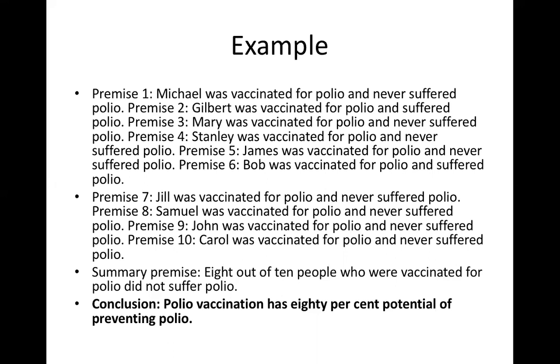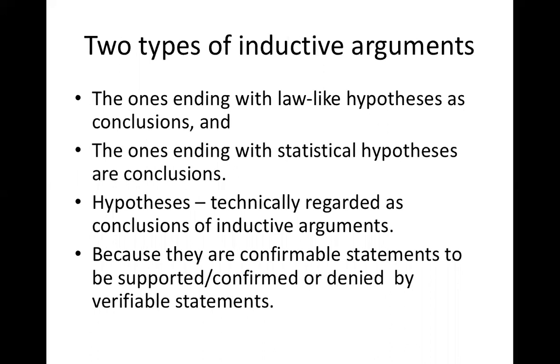And you can see that it is a stronger argument compared to the last argument, the argument with the law-like hypothesis. When you say 10 metals expanded when heated, because of that, you say all metals expand when heated. That's a very weak argument, but this one is a safer argument. So we have 2 types of inductive arguments, the ones ending with law-like hypotheses as conclusions, and then the ones ending with statistical hypotheses as conclusions. Hypotheses are technically regarded as conclusions of inductive arguments because they are confirmable statements to be supported, confirmed, or denied by verifiable statements.